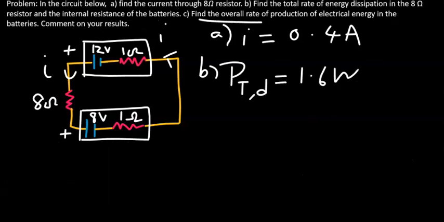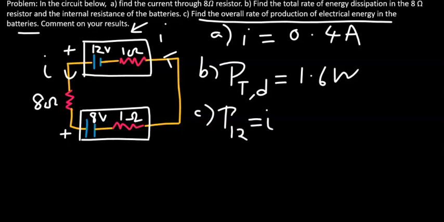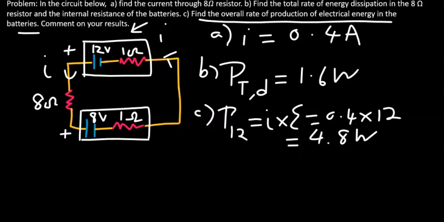Part C, find the overall rate of production of electrical energy in the batteries. So for part C, there are two batteries. In one battery, namely the 12-volt battery, chemical energy is converted into electrical energy. And we can calculate that. That is just I times the EMF. I is 0.4 ampere, EMF is 12 volts, and that's going to be 4.8 watts. In the second battery, namely the 8-volt battery, electrical energy is being converted into chemical energy.